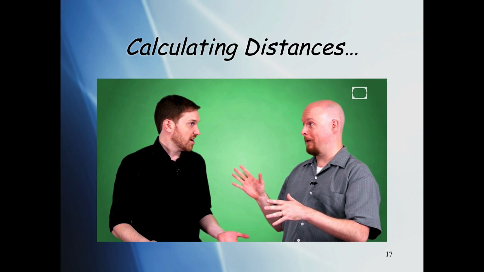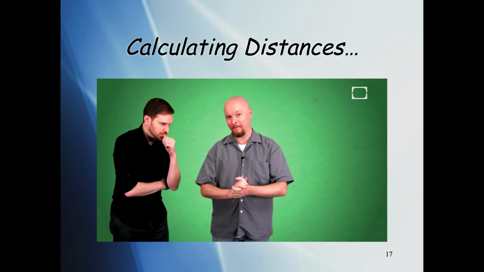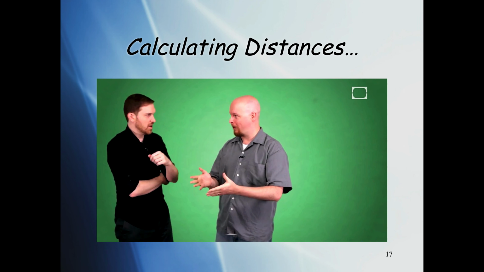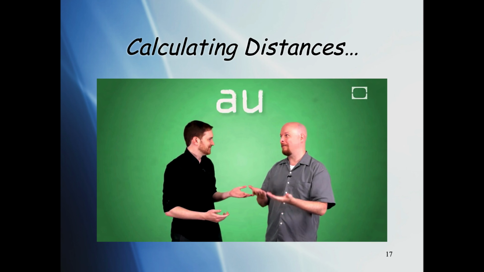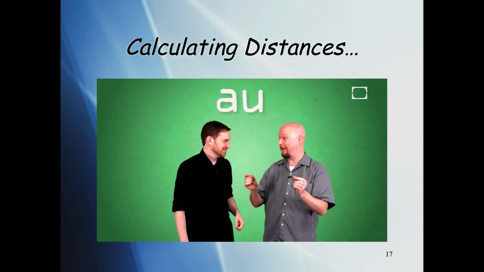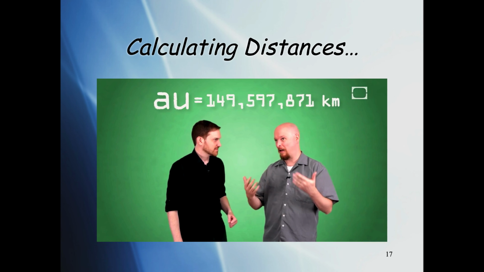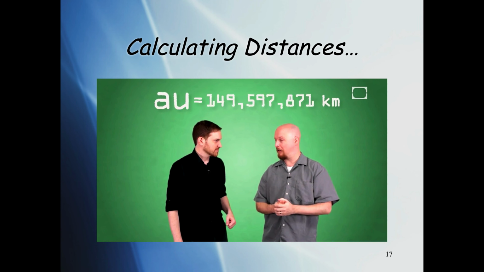I've got some trivia for you, Ben. Oh, good, okay. All right, so let's talk about some of the astronomical units that astronomers use, including the astronomical unit. So the astronomical unit refers to the distance between Earth and the Sun, the average distance. It's about 149 million kilometers or so.